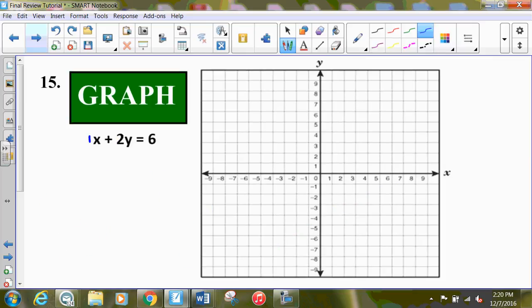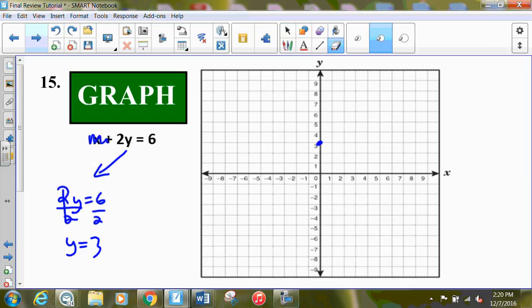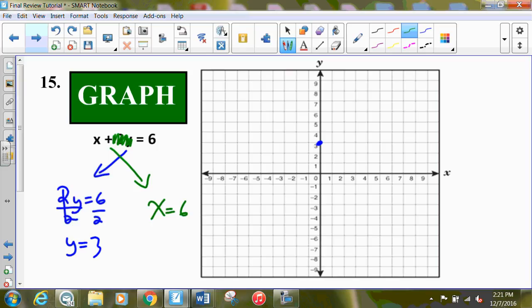Okay, once again, also cover-up method. If I cover up my x, I end up with 2y equals 6. I'm going to solve for y, and I get y equals 3. So I go to the y-axis, I put a dot on 3. But then I could also cover up the y term, and I would get x equals 6. Whoa, don't even have to solve for x. There it is. Go to the x-axis, put the dot on 6, connect the dots, and you got it. That's our line.